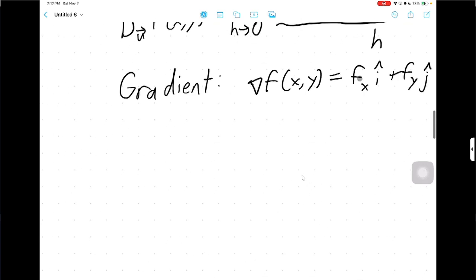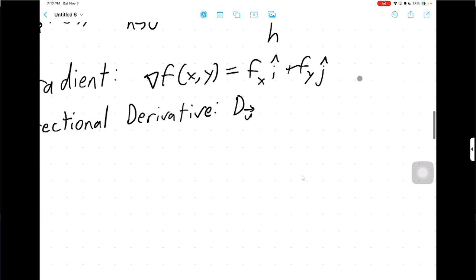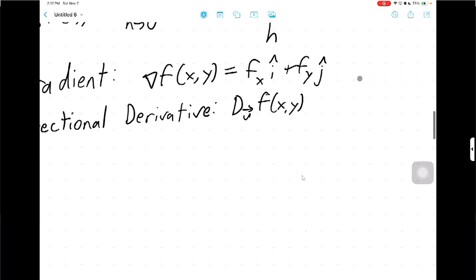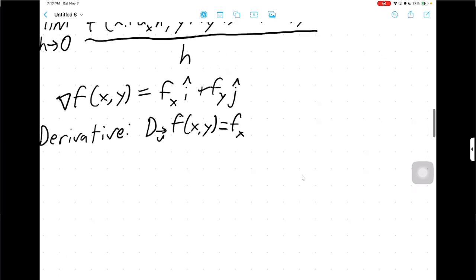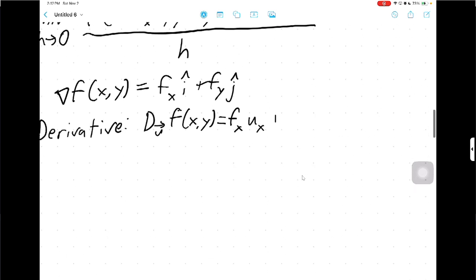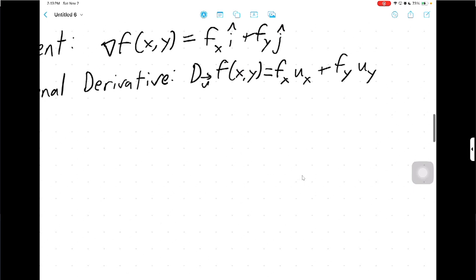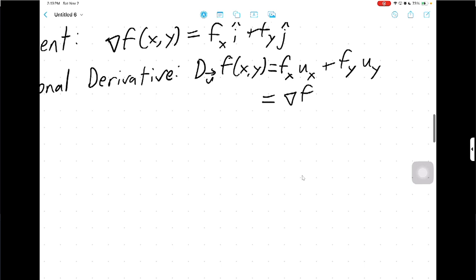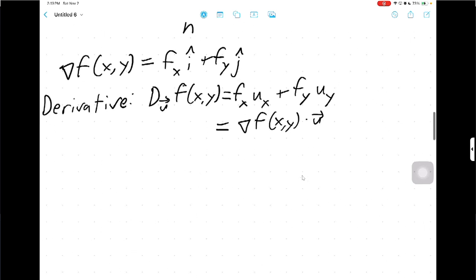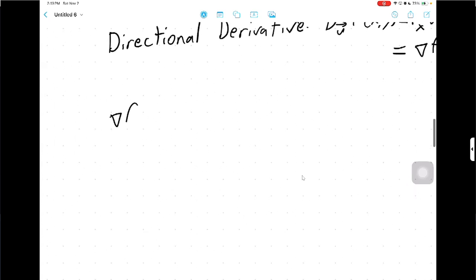So in this case, our directional derivative from earlier, which I forgot to give the main way of doing, would just be the partial of f with respect to x times ux plus fy times uy. It can also be expressed as the gradient dotted with the unit vector itself. And if you wanted to plug in a value, you would just have the gradient of f at x naught, y naught, dotted with, again, the unit vector.